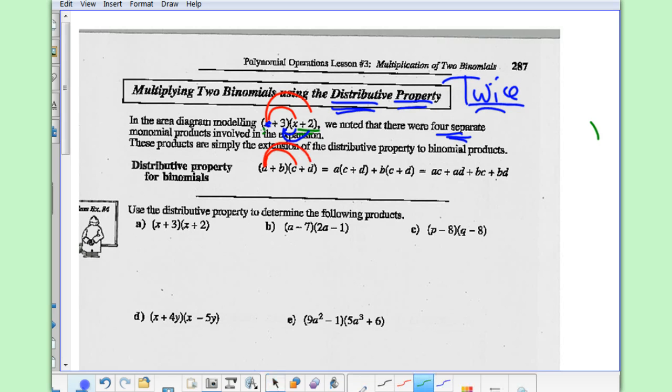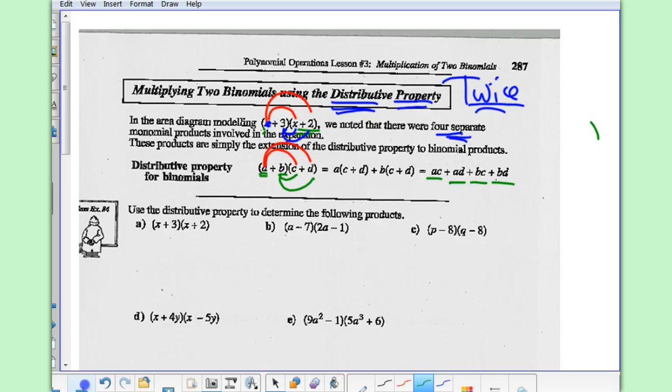But you've got to go B to C and B to D. Why? Because each of these needs to be multiplied to both of those. So you end up with 4 terms: AC, AD, BC, BD. And that's what we need to do here.